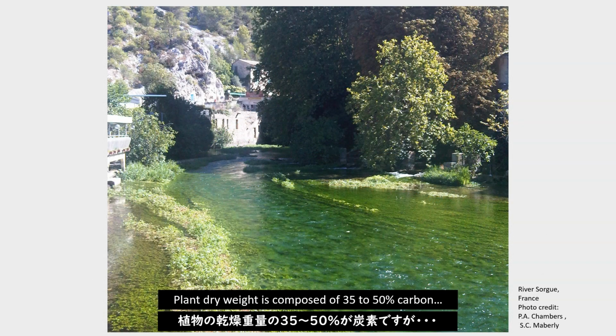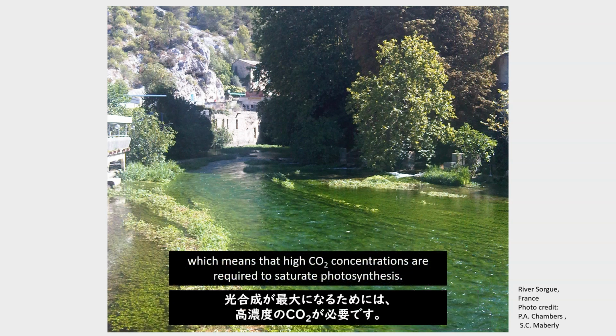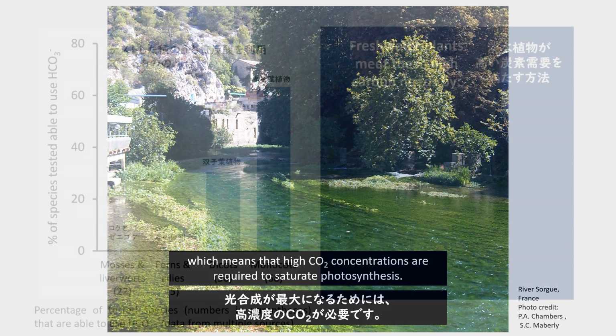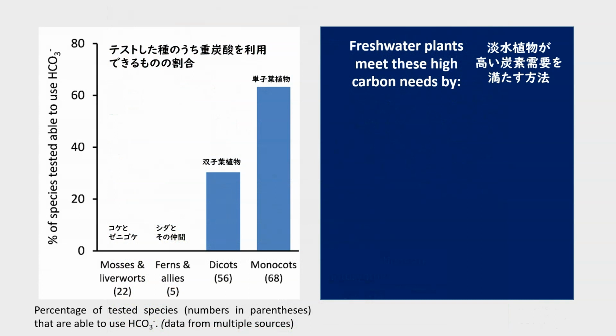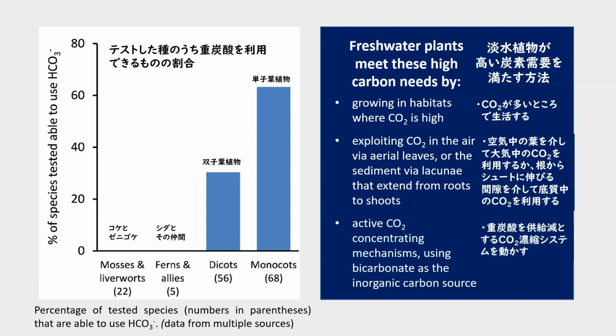Plant dry weight is composed of 35 to 50% carbon, but carbon supply can be restricted by low rates of diffusion, which means that high CO2 concentrations are required to saturate photosynthesis. Freshwater plants meet these high carbon needs by growing in habitats where carbon dioxide is high, by exploiting CO2 in the air via aerial leaves or the sediment via lacunae that extend from roots to shoots, and by active CO2 concentrating mechanisms using bicarbonate as the inorganic carbon source.